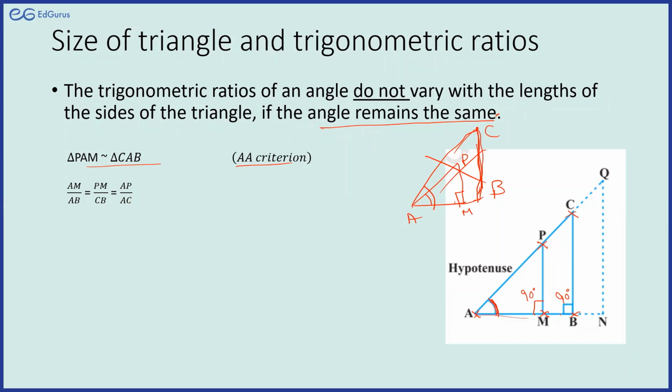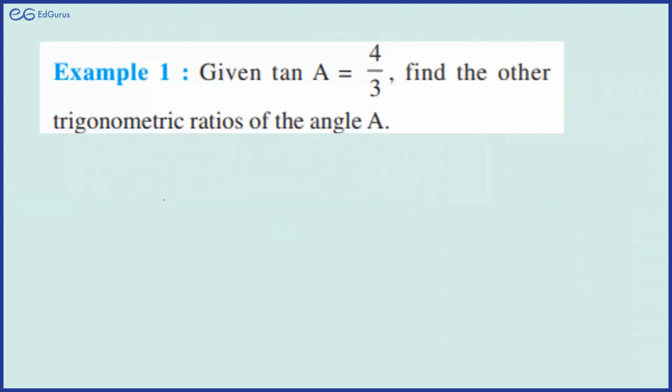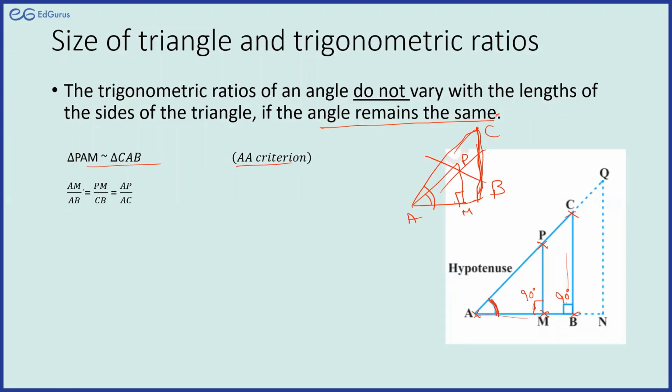So AM upon AB is equal to PM upon BC is equal to AP upon AC, right? This you studied in your triangle chapter, right? Yes, ma'am. So if this is the case, then if I switch these, I can write AM upon PM is equal to AB upon CB. So basically, I switched these two. I brought PM down here and AB up there.